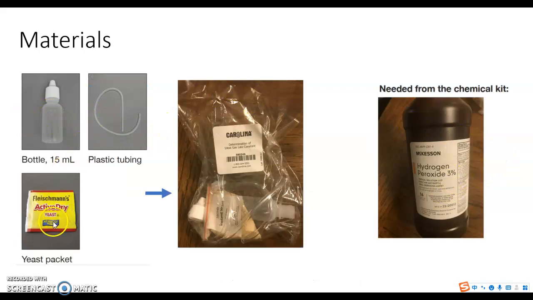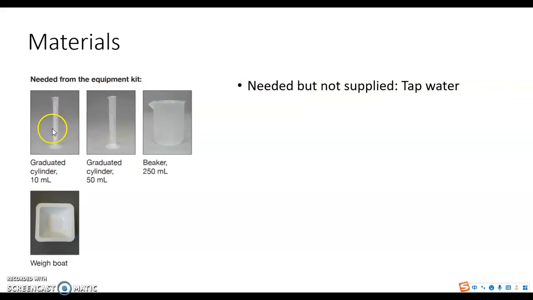You can find these 3 items from the experiment kit, and the yeast is actually in a different packaging. The hydrogen peroxide is a quite large bottle from the large chemical kit. The following items can be found in the large experiment equipment kit bag, and of course you also need water.